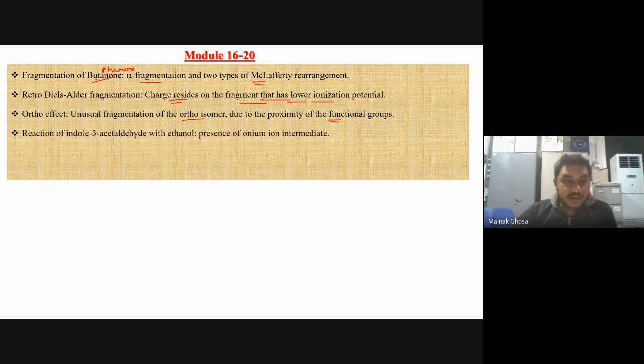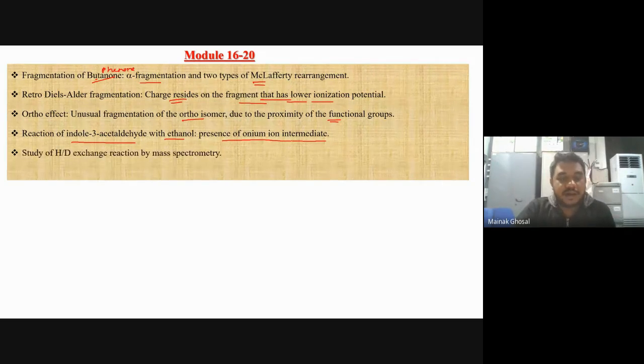Now, the reaction of indole-3-acetaldehyde with ethanol in the presence of an ammonium ion intermediate was also discussed. After the formation of the acetal, they saw that the fragments obtained can be explained using an ammonium ion intermediate. You can easily see that all the fragments match the fragments corresponding to the mass spectra that you have obtained.